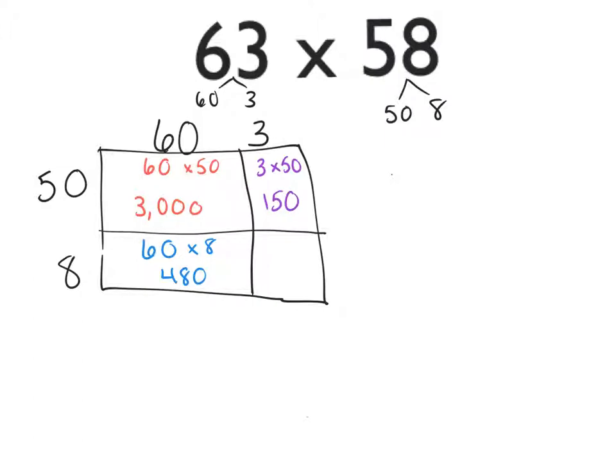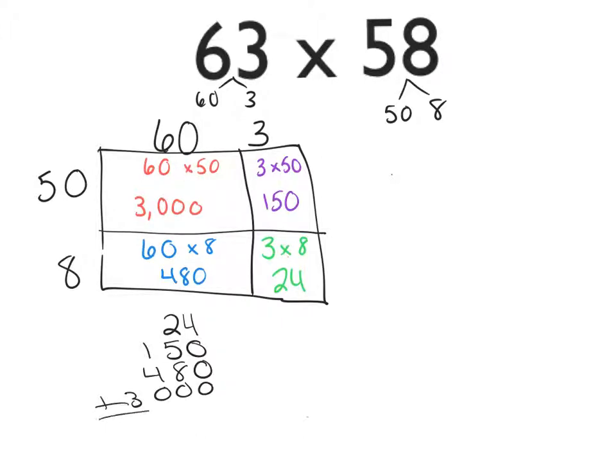Sorry, I keep saying add the 0. You should be thinking that it needs to be in the hundreds place. And then 3 times 8, which is 24. So then we would just need to add these. So we have 24, 150, 480, and 3,000.